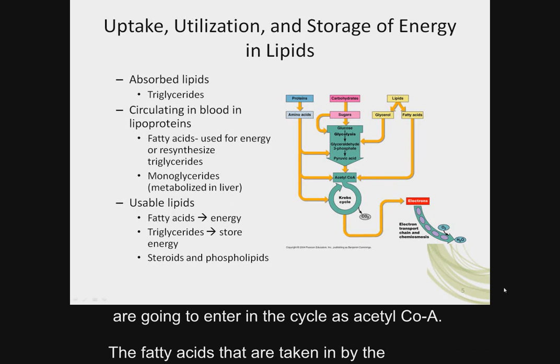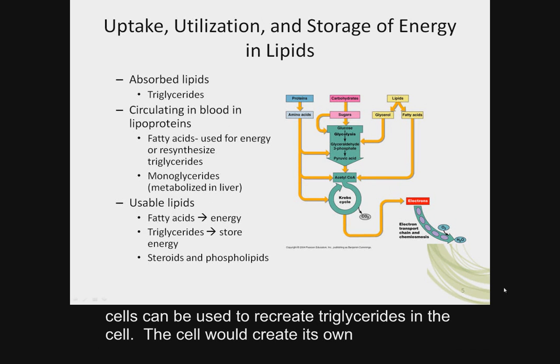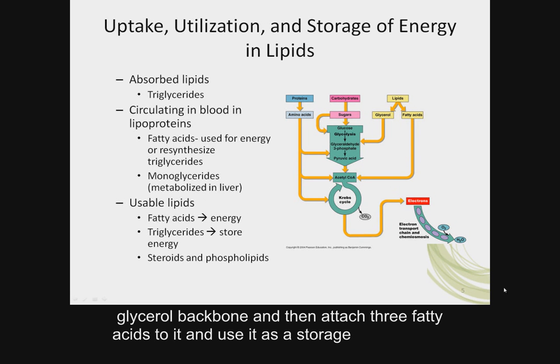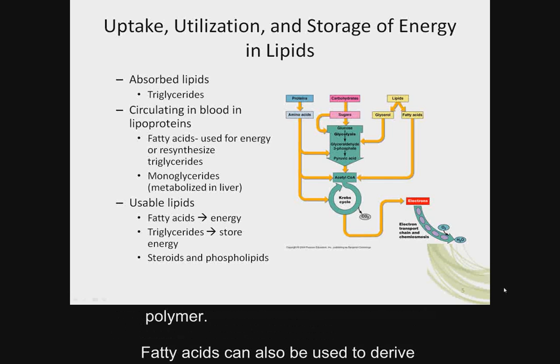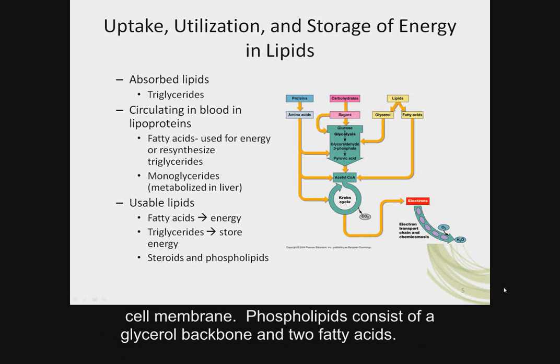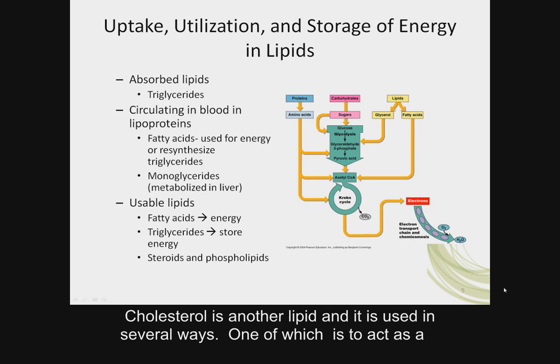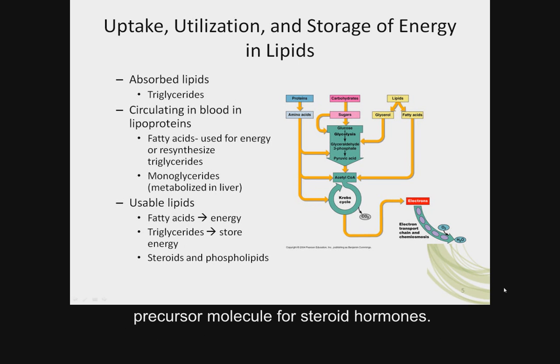The fatty acids that are taken in by the cells can be used to recreate triglycerides in the cell. The cell would create its own glycerol backbone and then attach 3 fatty acids to it and use it as a storage monomer. Fatty acids can also be used to derive phospholipids, which are important for the cell membrane. Phospholipids consist of a glycerol backbone and 2 fatty acids. Cholesterol is another lipid, and it is used in several ways, one of which is to act as a precursor molecule for steroid hormones.